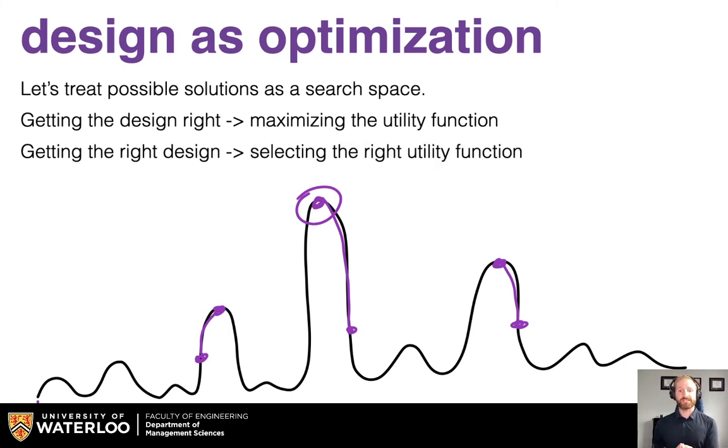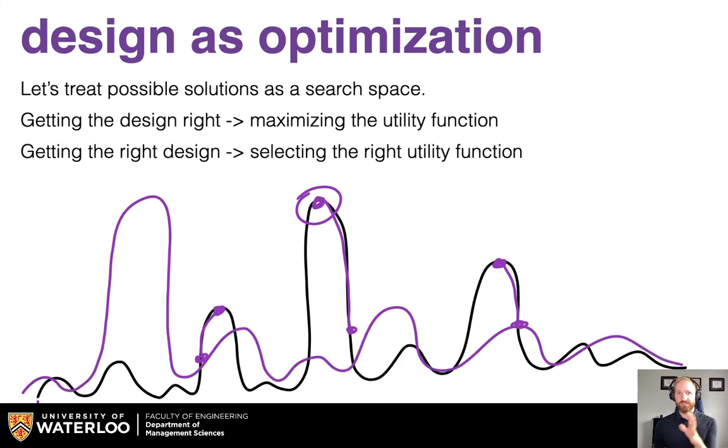But getting the right design means that you're selecting the right utility function. So if you didn't talk to users in the right way and didn't get the right encapsulation, you might realize that the actual utility function is different than the one you were optimizing. So optimizing for the wrong utility function is going to get you completely the wrong answer, right? This is exactly what it means to get the design right and the right design.